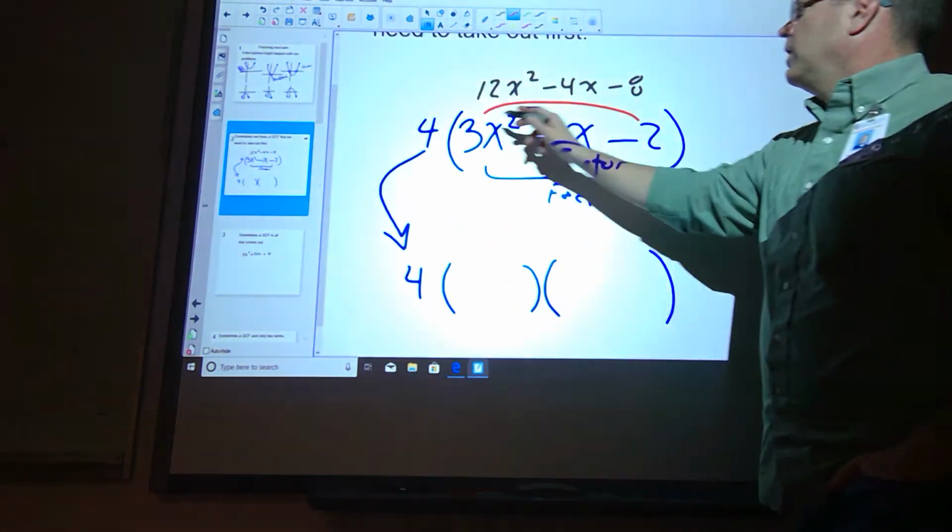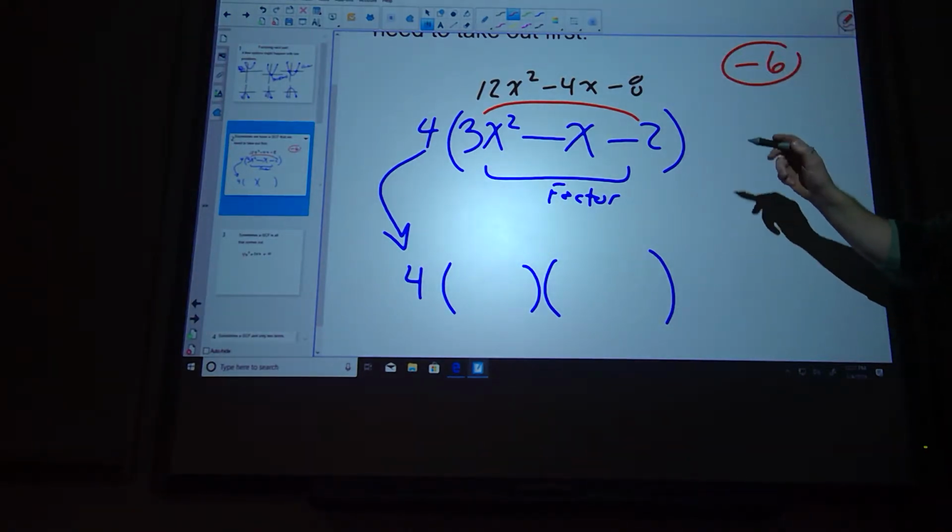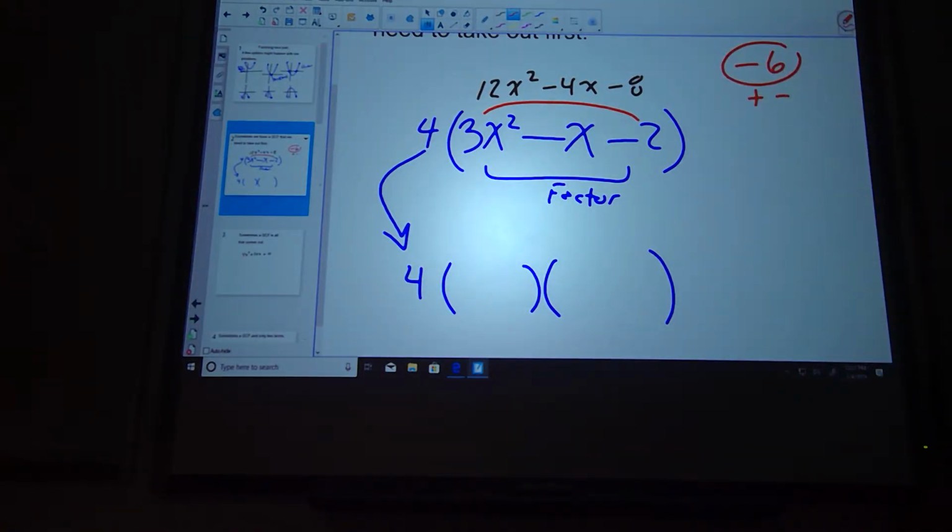Okay, if I multiply these together, I get negative 6. In order to get a negative number by multiplying, I have to have a positive and a negative number. Agree? What factors of 6, one being positive, one being negative, would add to negative 1?